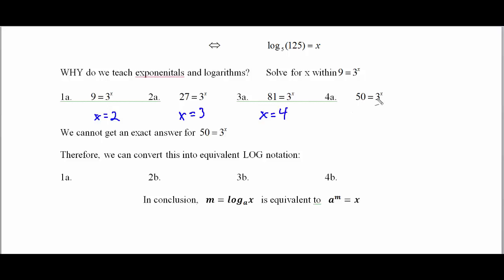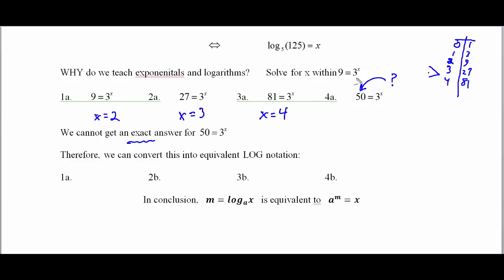So now becomes the question, 3 to the what power is 50? And that's tough, because we actually know the pattern of multiplying by 3 in an exponential pattern from stage 1, 2, 3, and 4. For example, this would be 1, and then 3, 9, 27, 81, and then 243. But 50 is somewhere between 3 and 4, and we don't know the exact value of it. So we cannot get an exact answer for 50 equals 3 to the x power, not without logarithms.